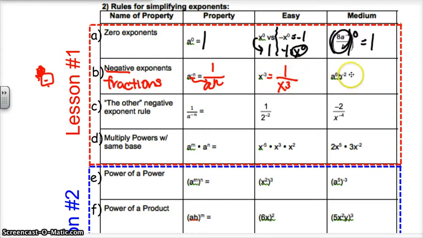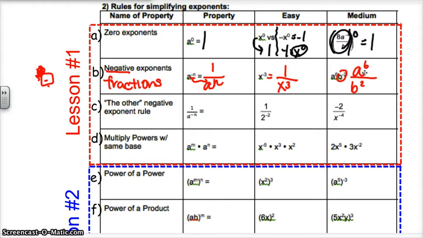Look at the harder example, the medium example I should say. I see a negative exponent, so I'm going to create a fraction bar. The negative 2 is only touching the b, so that's the only thing that needs to come down to the bottom. The a to the 6 has a positive exponent, so it's going to stay put.